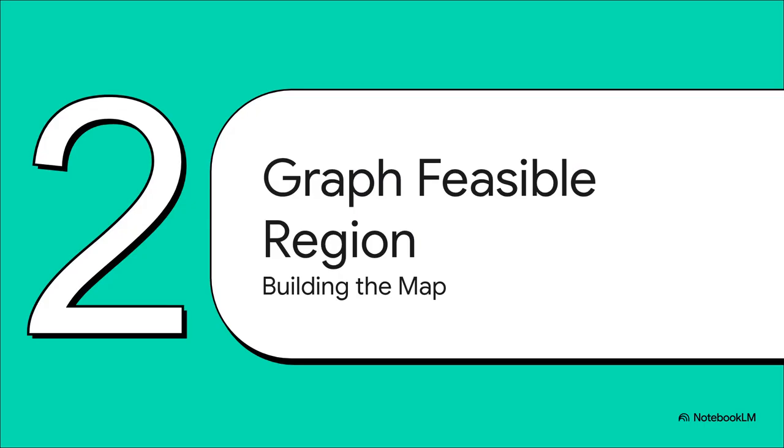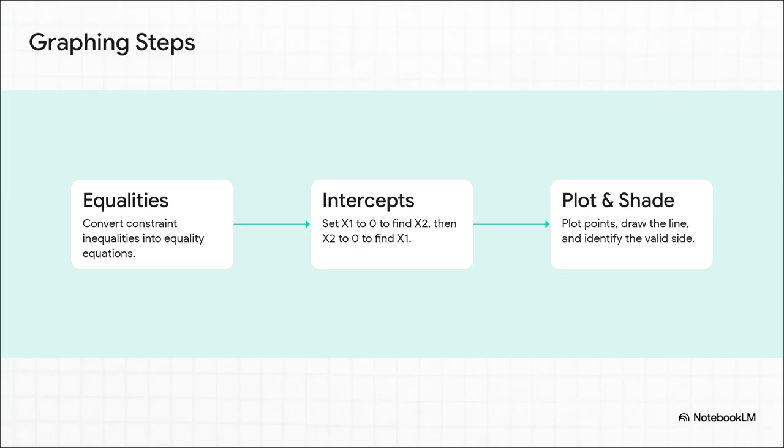Section 2, Graphing the Feasible Region. It's time to build the map. This is where you transform from an accountant into a full-on cartographer. To be lightning fast on the board exam, you've got to use cognitive chunking. Think of graphing as a quick 3-step combo move.